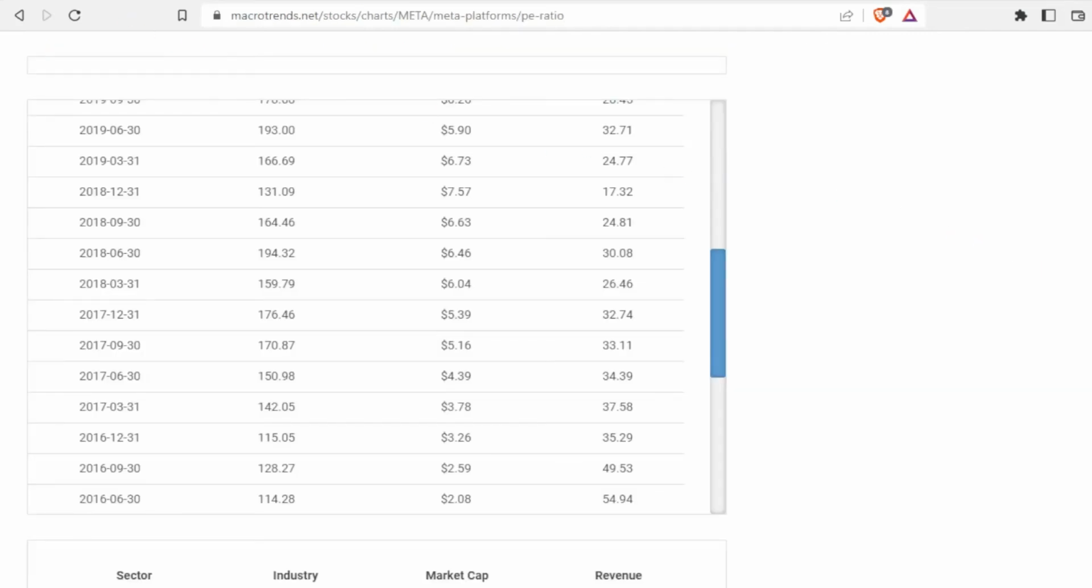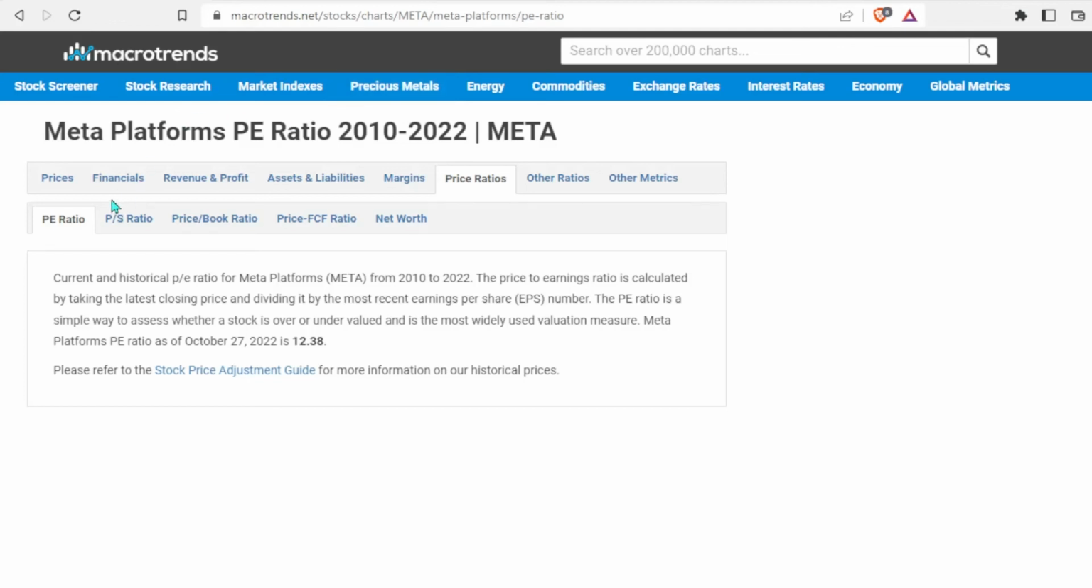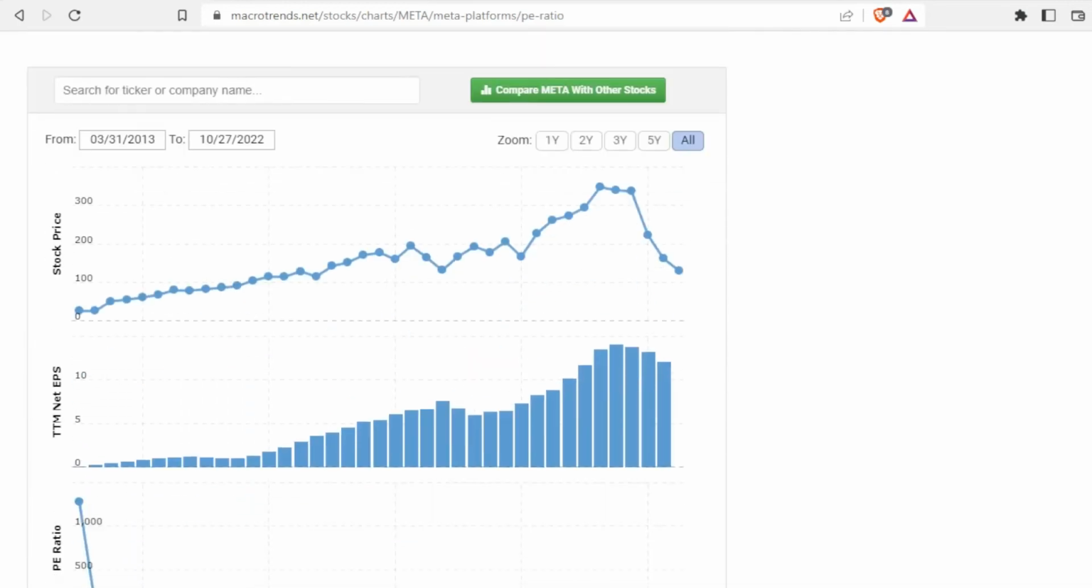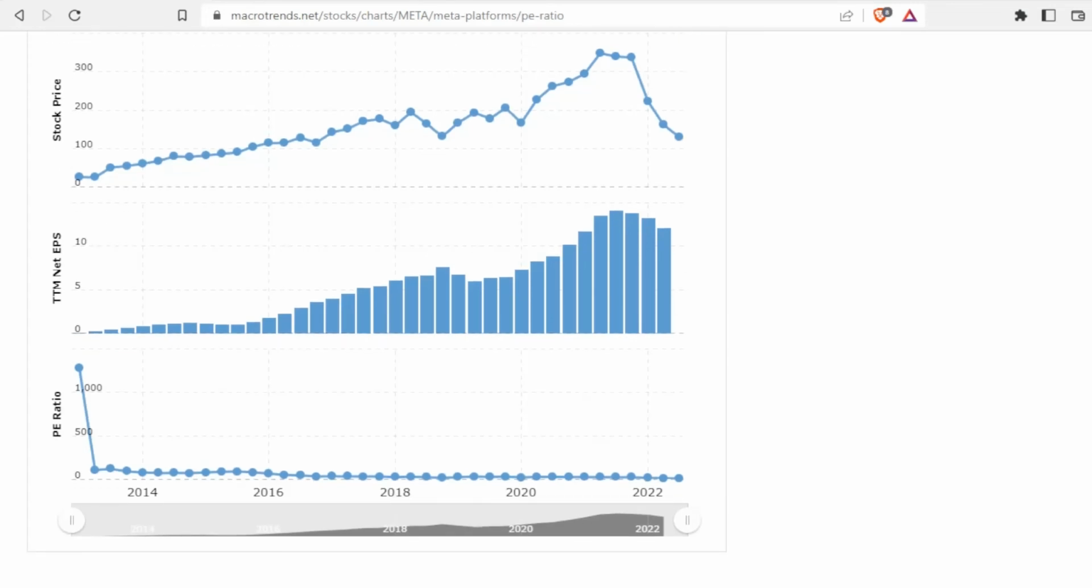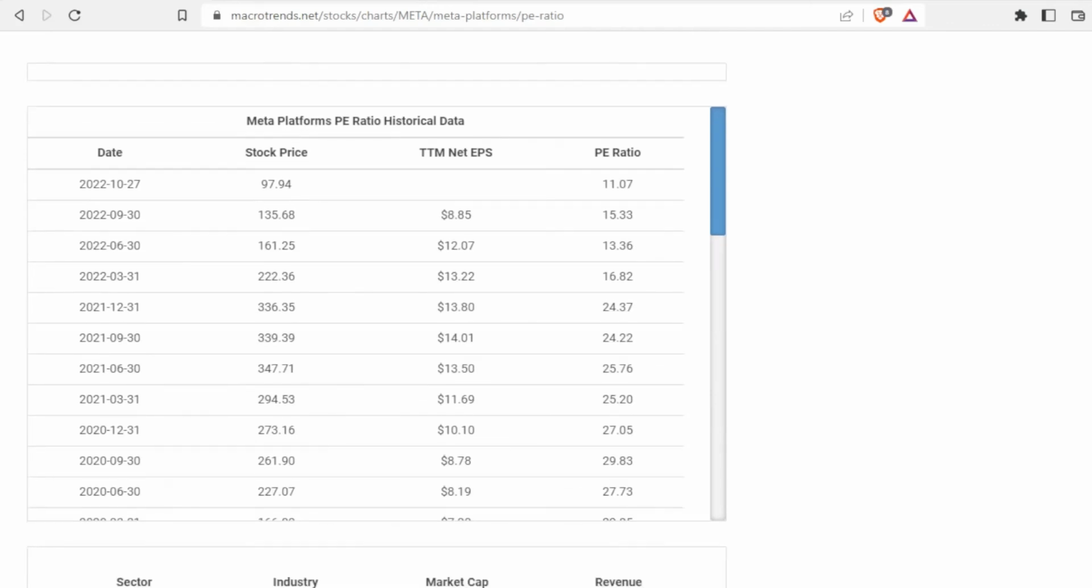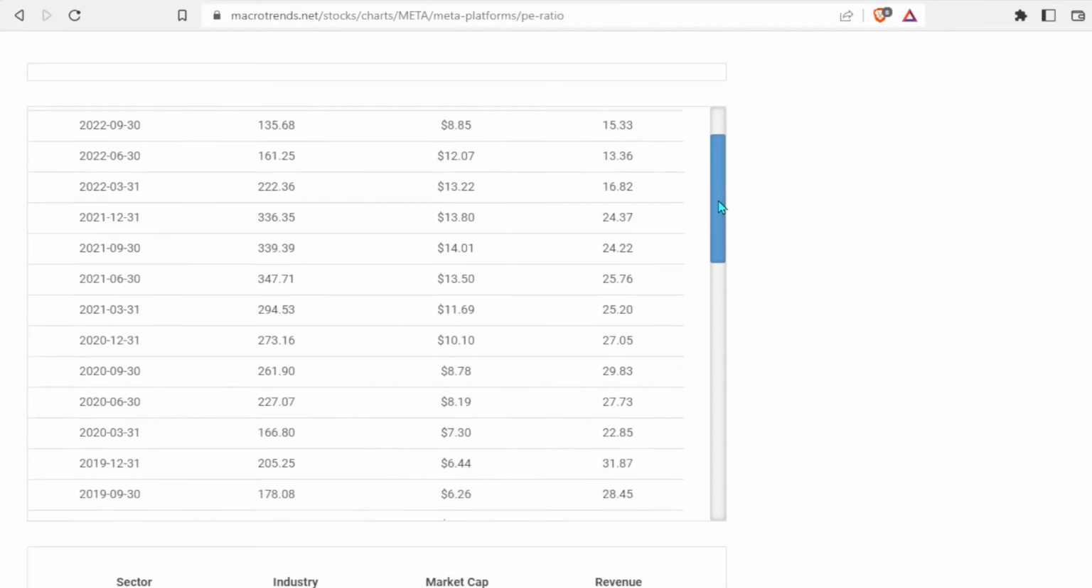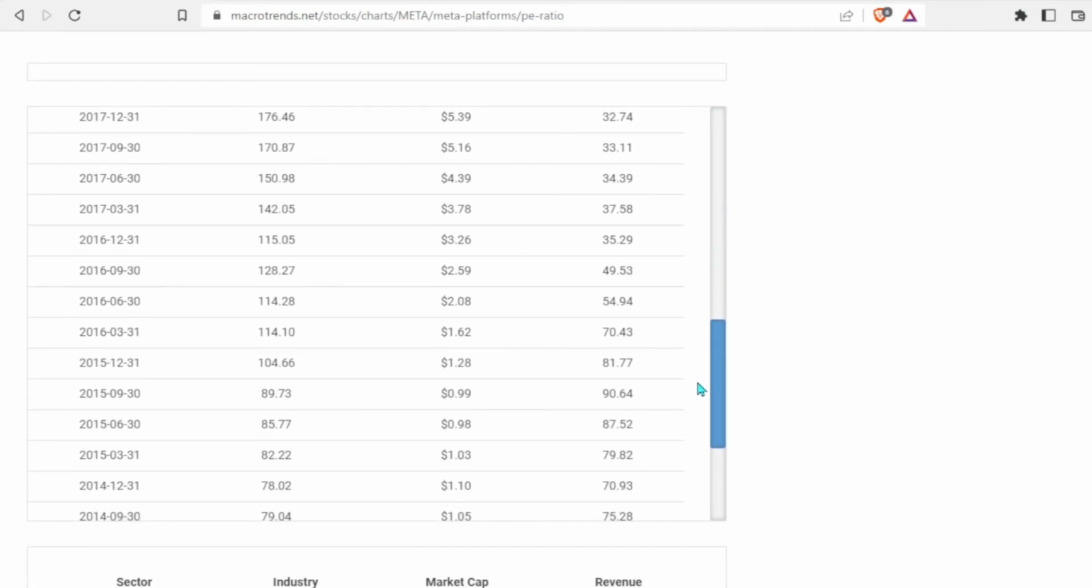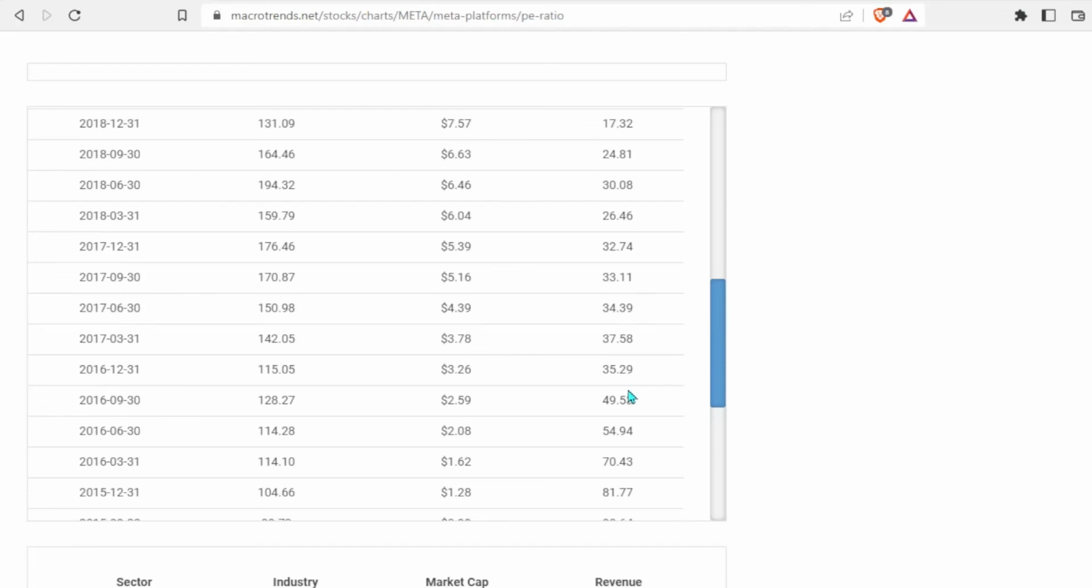We could go to this website. It's called Macro Trends, and we could type in Meta, and we could go to price ratio. Now, if we go to this price ratio tab, we could type in this PE ratio, or we could click on this tab right here. And then what they're giving us is a graph of the PE. So now they have this broken down right here. As you guys can see, they have the date, the stock price, trailing 12 months net earnings per share, and PE ratio. So the PE ratio definitely gets frothy right around here. So I could go ahead and decide this 2016 area best represents the PE multiples.